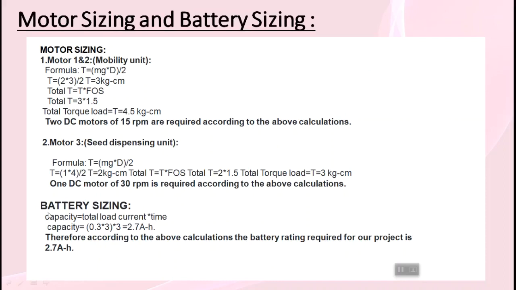Battery sizing. The formula is capacity equal to total load current into time period. Here, total load current is equal to 0.9 ampere and time period is equal to 3 hours. Therefore, after substituting and calculating the capacity required, we conclude that we need one battery of 2.7 ampere hour for our machine.